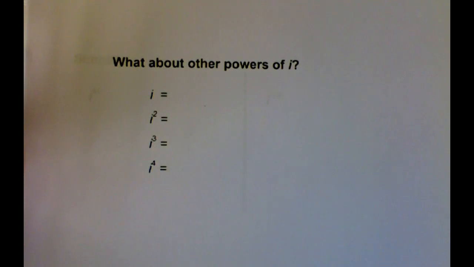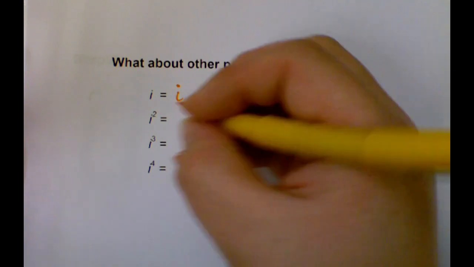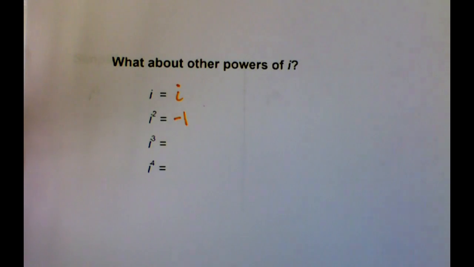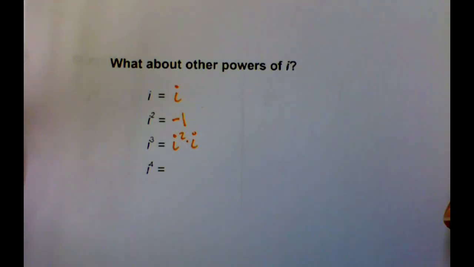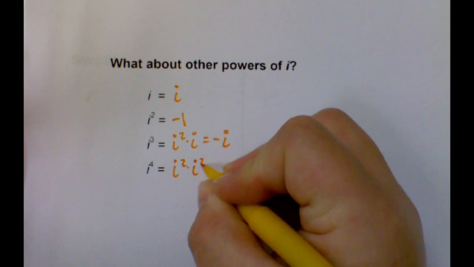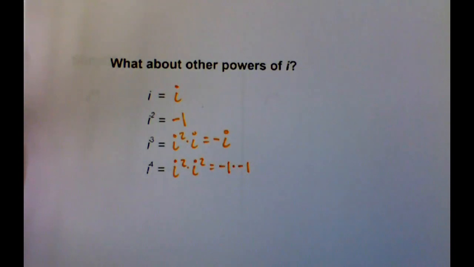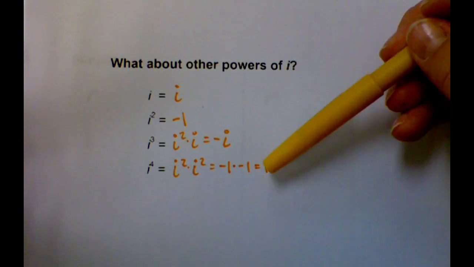Now let's talk about other powers of i, because in your answer it is not acceptable to leave i to a higher power. Anytime I have i, it's just an i. If I have i squared, we already said that's negative 1. Well, i cubed could be broken down into i squared times i, which is negative 1 times i, or just negative i. i to the 4th power could be i squared times i squared, which is negative 1 times negative 1, which is positive 1. i to the 5th power is i to the 4th power times i, which is 1 times i, or just i.